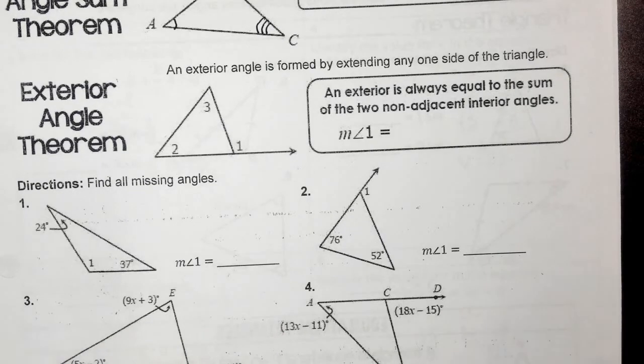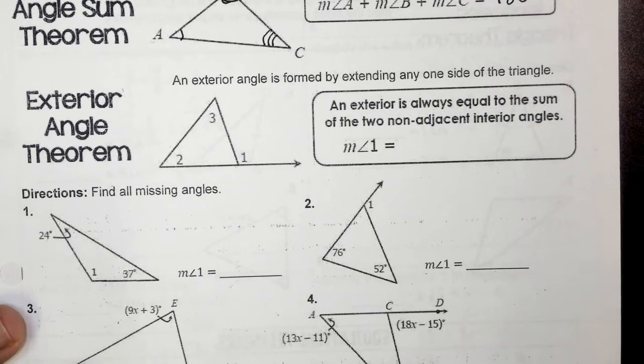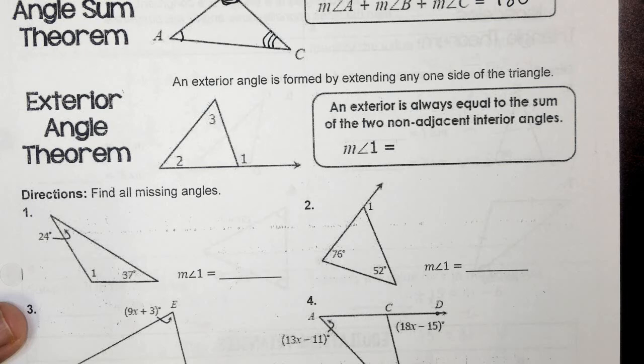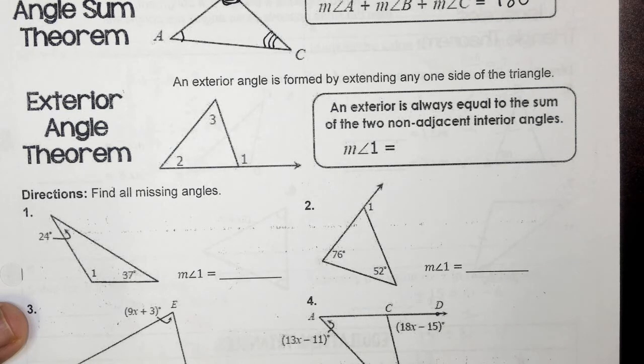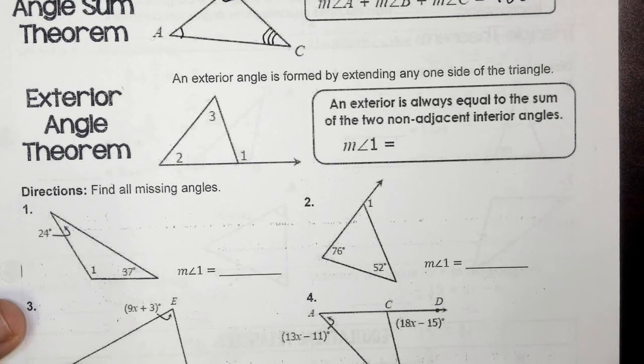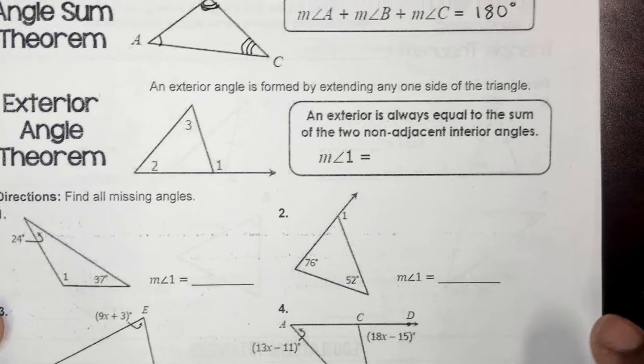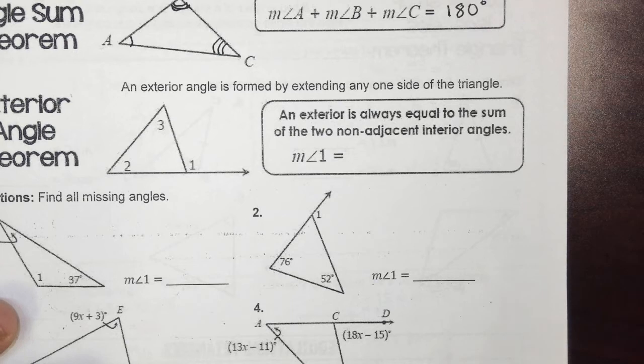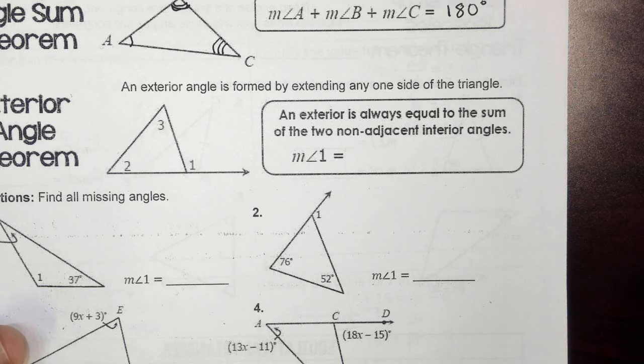In geometry, we learn a lot of what we call theorems and postulates. They're just things that can be proven to be true, so we accept them as truth, kind of thing. But another theorem that you're going to learn right now is the exterior angle theorem. So this theorem says an exterior angle is formed by extending any one side of a triangle.